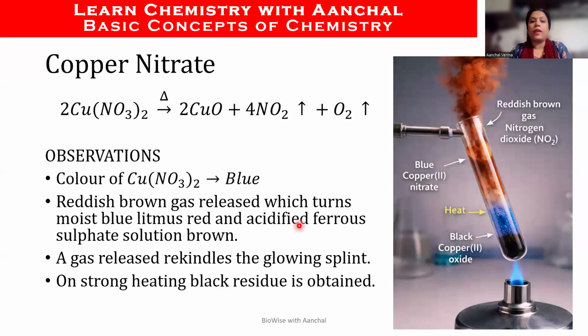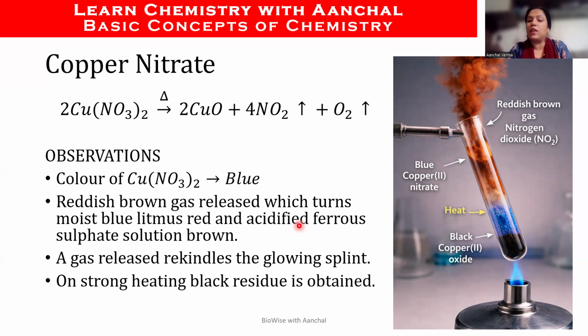Okay. Next one is copper nitrate. Copper nitrate on heating gives you copper oxide, nitrogen dioxide, and oxygen. Any nitrates will give you almost the same reaction. Thermally stable nitrates, like those of potassium and sodium, do not react like that. Now, the color of copper nitrate is blue. When it is heated strongly, it gives you copper oxide, which is black in color. So here you have the formation of a black residue, not precipitate, a black residue.